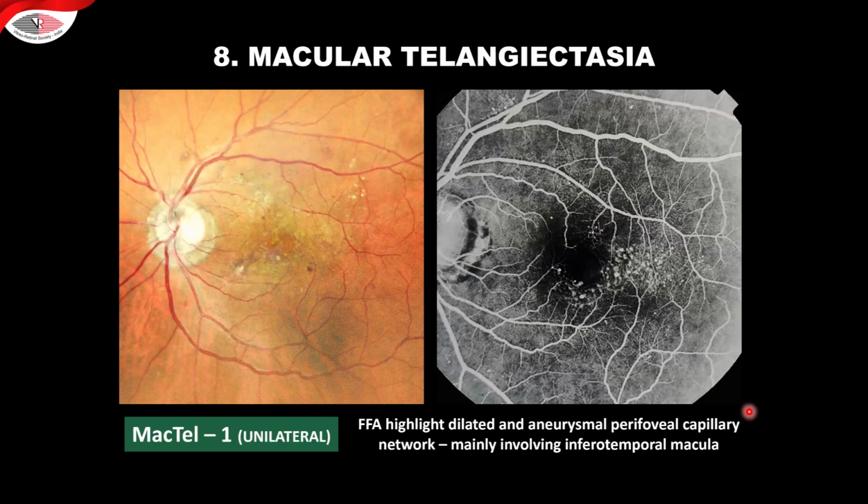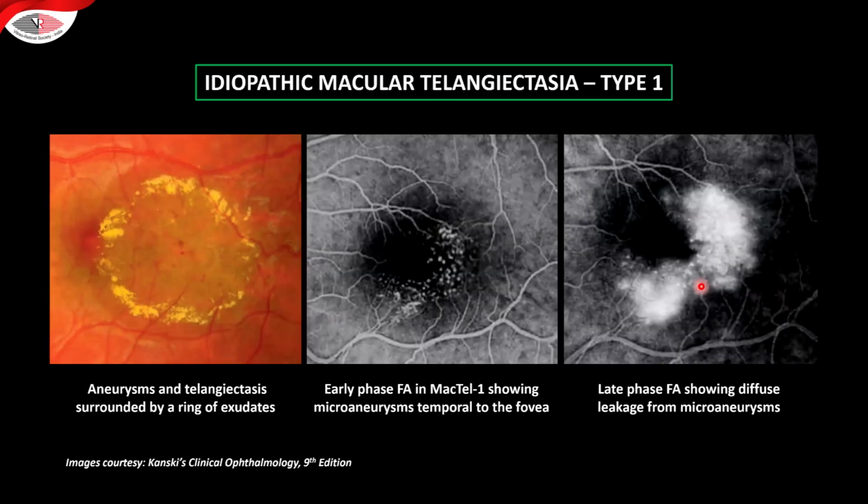Then we come to macular telangiectasia, MACTEL 1, which may be unilateral. The fluorescein angiography highlighted dilated and tortuous aneurysmal perifoveal capillaries, that network that you see here, mainly involving the infratemporal macula. So this is the type 1 aneurysmal telangiectasia surrounded by a ring of aneurysms, with exudates seen around the aneurysm. The early phase shows microaneurysms temporal to the fovea, and in the late phase the same area gets much more diffuse hyperfluorescence.